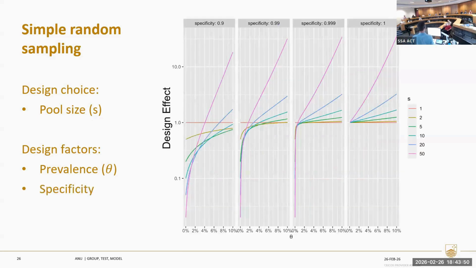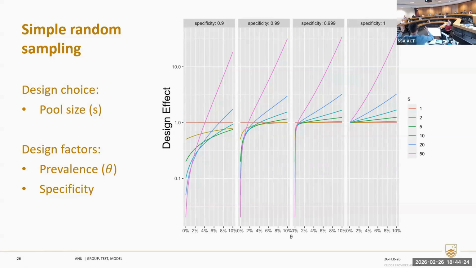So this is that slide that I passed over very quickly before. This panel here is the same as the other one. So it's perfect specificity, and our reference here is individual testing, S equals 1. And the higher the prevalence, the larger the design effect, in other words, the more information you lose. But as soon as you have slightly imperfect specificity, at lower prevalence, so many of the positives will be false positives for individual testing.